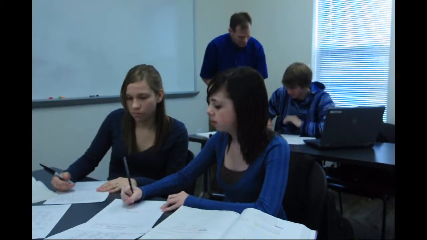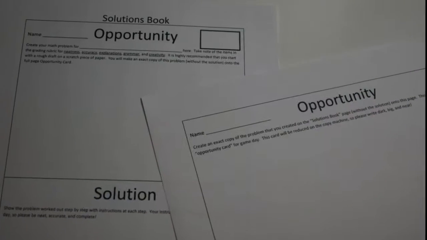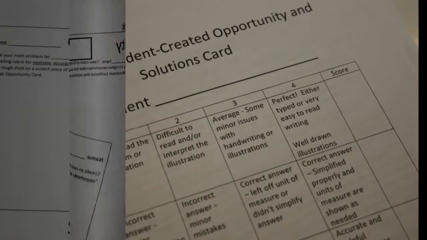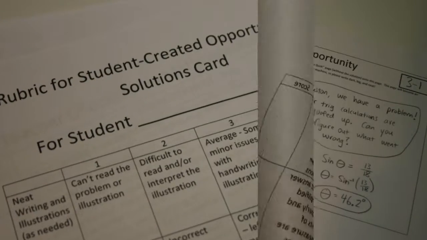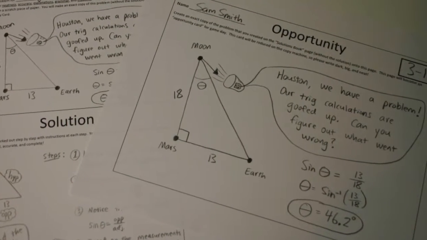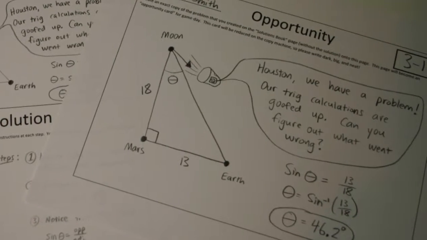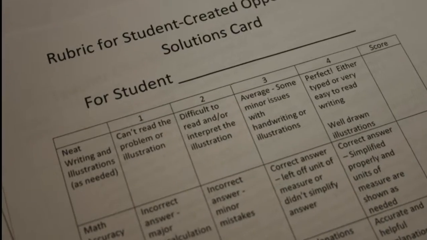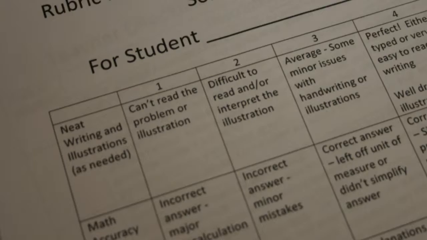Another consideration is whether you want students to do all of the work in class, or will they end up completing the assignment for homework. If it's going to end up as a homework assignment, then you may not want to have students work in groups. Each student will need a solutions book page and an opportunity card/rubric page. Encourage the students to create a rough draft before copying the problem onto the final forms. Their final copy needs to be neat and follow the critical items on the rubric.